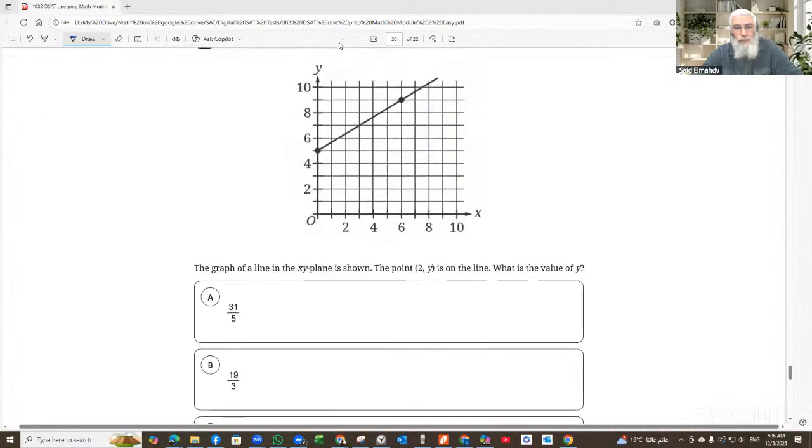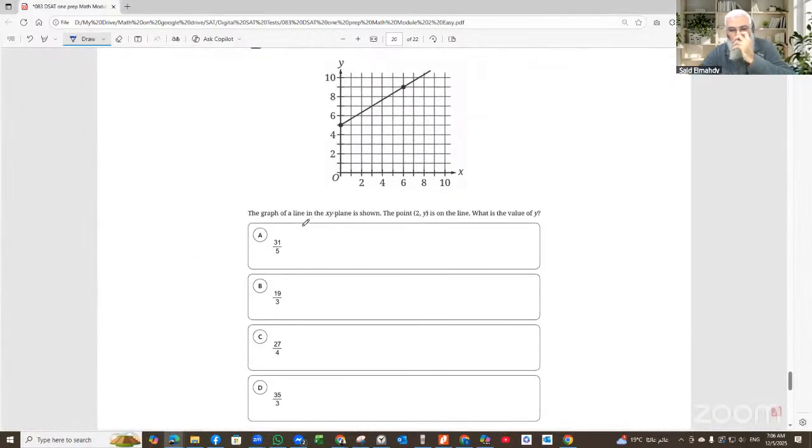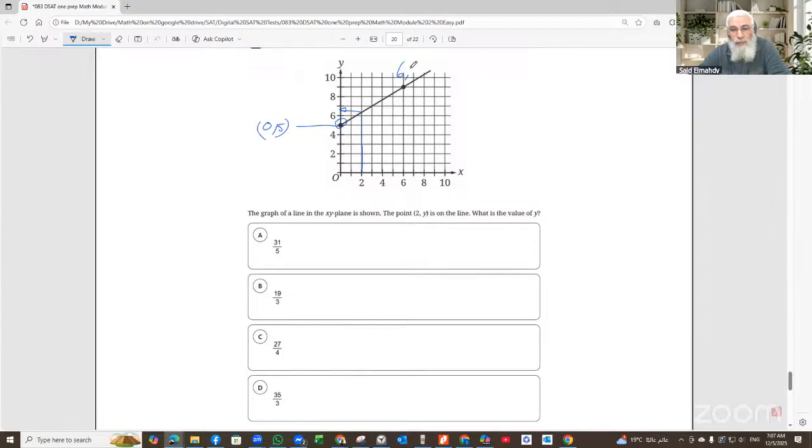This one is: the graph of a line in the xy-plane is shown, the point 2, y is on the line. What is the value of y? So this point is 0, 5, and this point is 6, 9. We can find the slope. Slope is rise over run, which is y2, 9, minus y1, 5, divided by x2, 6, minus 0. So it is 4 over 6, which is 2 over 3. So the equation is 2 over 3 x plus the y-intercept, which is 5.